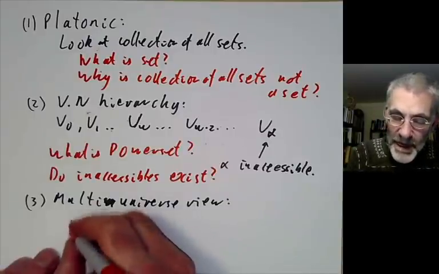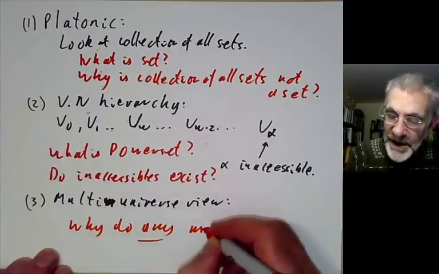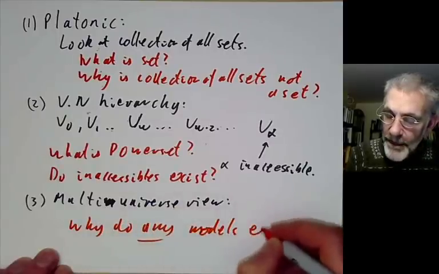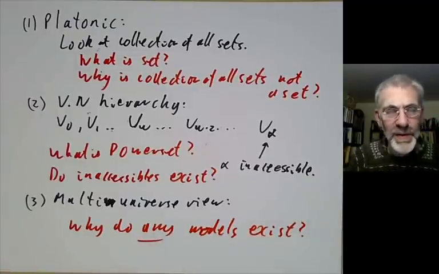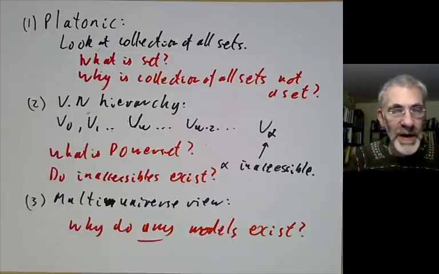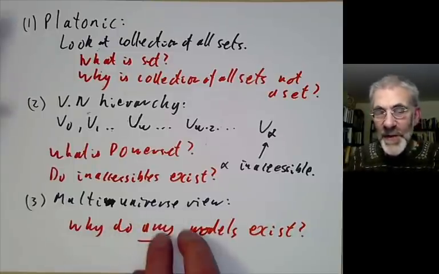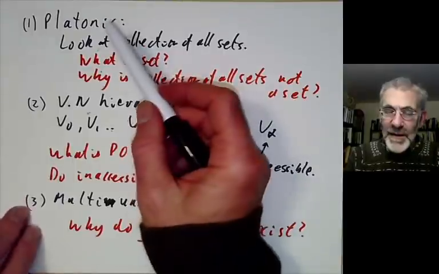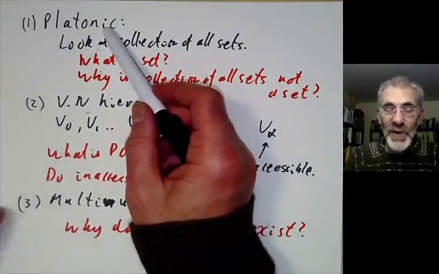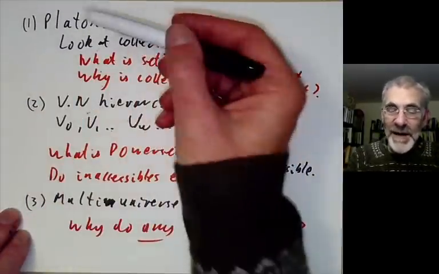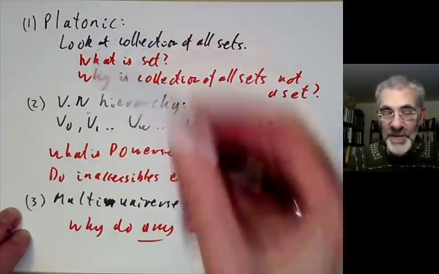And this has a problem. Why do any models of set theory exist? Once you've found one model, we have lots of ways of constructing other models, but it's very difficult to explain why there should be any model at all. I mean, you can sort of justify the existence of models by taking the Platonic or von Neumann hierarchy view, but as we said, there are problems with both of these.